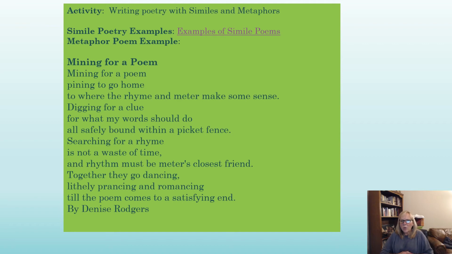Digging for a clue for what my words should do, all safely bound within a picket fence. Searching for a rhyme is not a waste of time, and rhythm must be meter's closest friend. Together they go dancing, prancing and romancing till the poem comes to a satisfying end. That's a metaphor poem example. If you were going to be thinking of a simile poem example, think of it in terms of this maybe. Twinkle, twinkle, little star, how I wonder what you are, up above the world so high. What's the next line? Like a diamond in the sky.